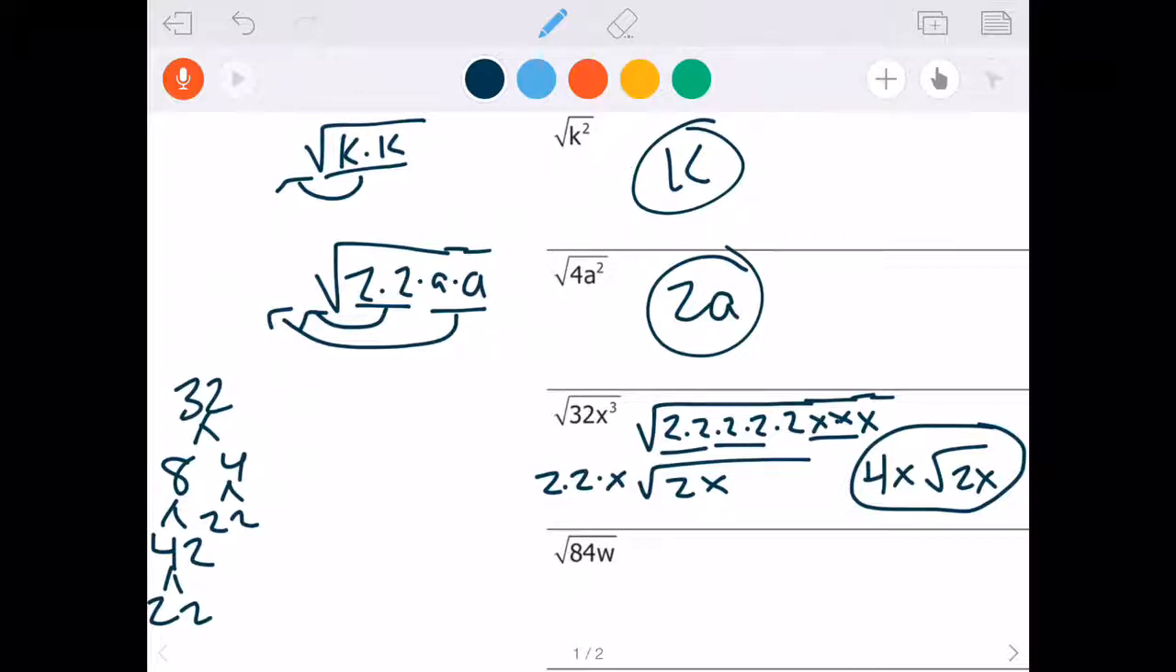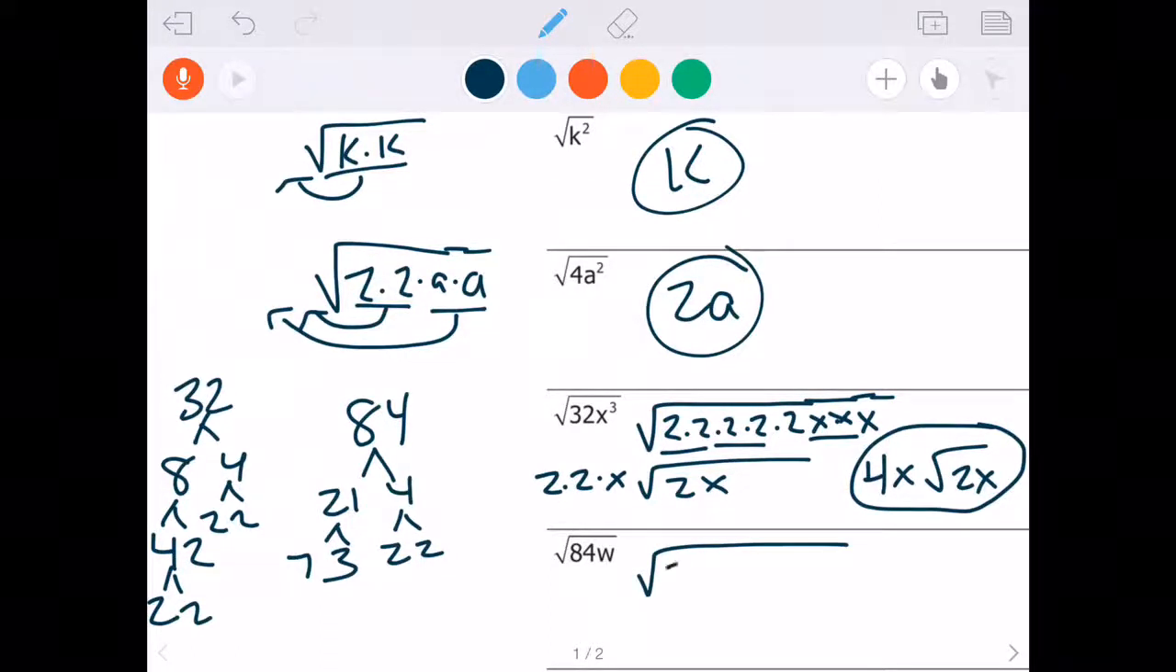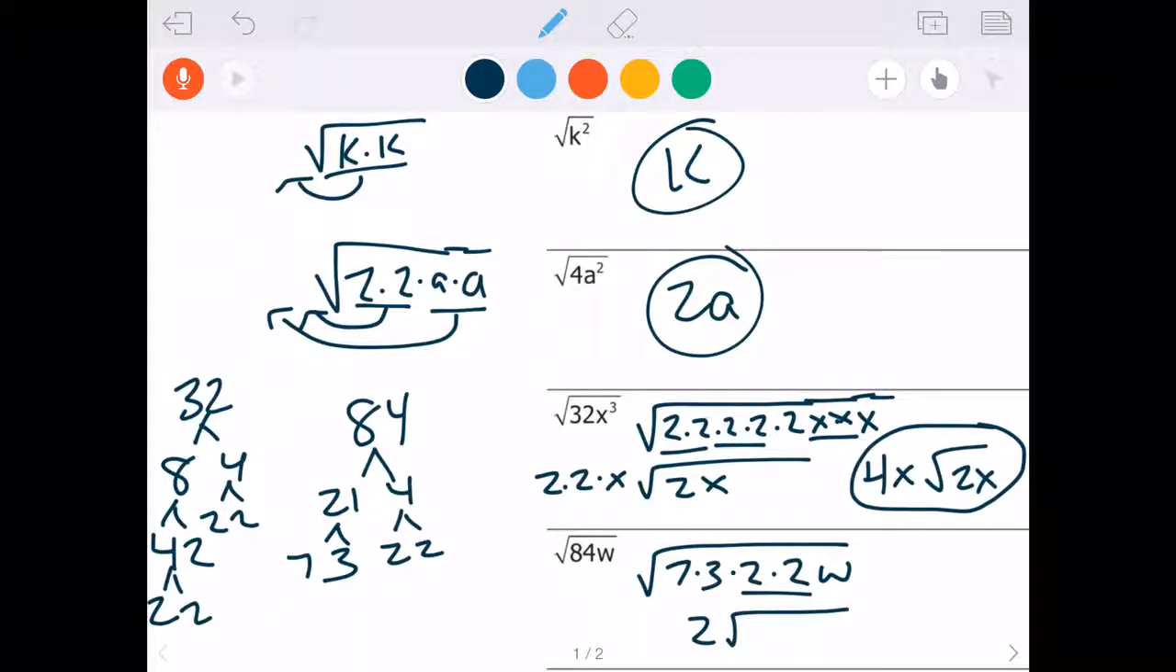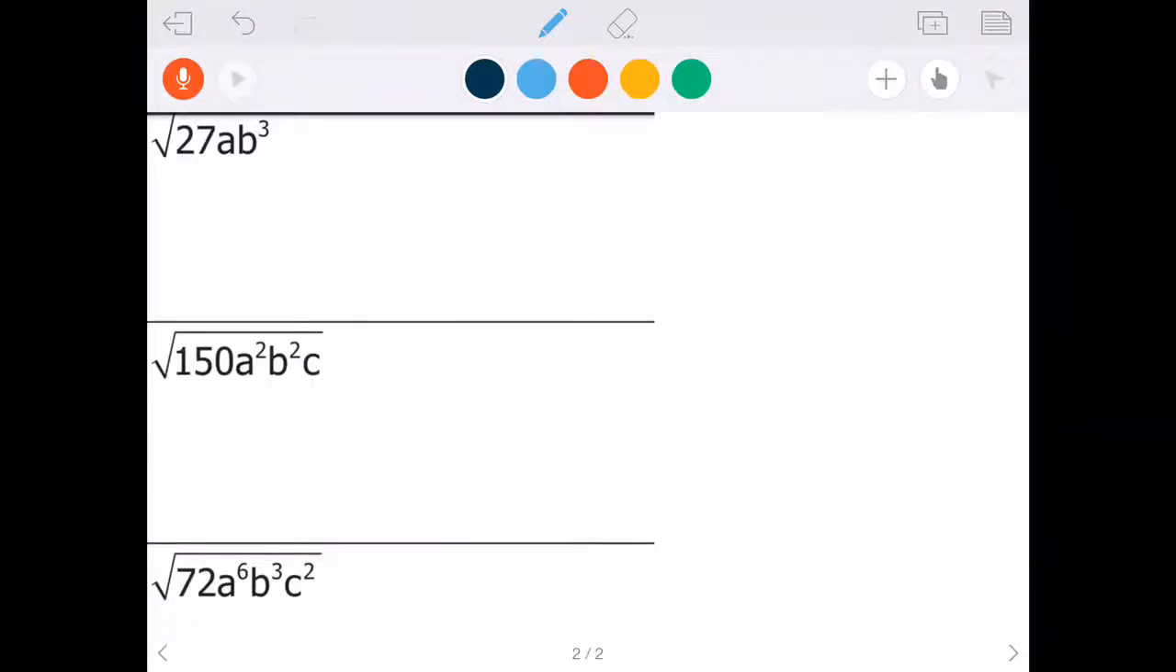Moving on to the fourth one. 84 is not a perfect square, so we're going to have to break down 84. 84, we can do 21 times 4. So 84, we have the square root of 7 times 3 times 2 times 2, and then there's only one w. So we have a pair of 2's, and that is the only pair we have. So we're only going to be pulling a 2 out front, and then underneath we have 7 times 3 times w. So 7 times 3 is 21. So your final answer is just going to be 2 root 21w. So as you can tell, it's the same kind of process.